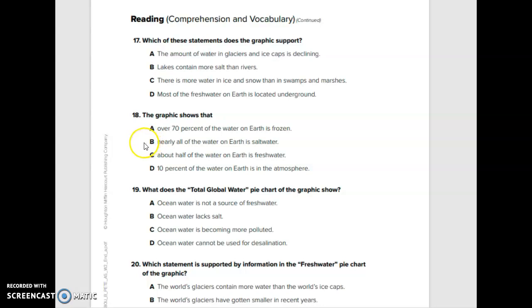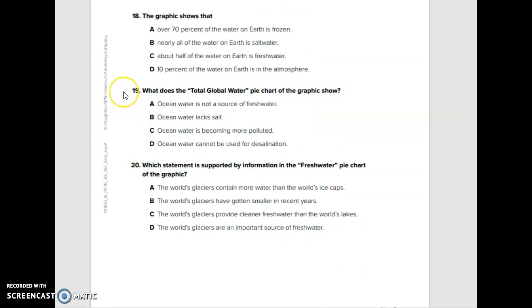B. Nearly all of the water on Earth is salt water. C. About half of the water on Earth is fresh water. Or D. 10% of the water on Earth is in the atmosphere. Number 19. What does the total globe water pie chart of the graphic show?